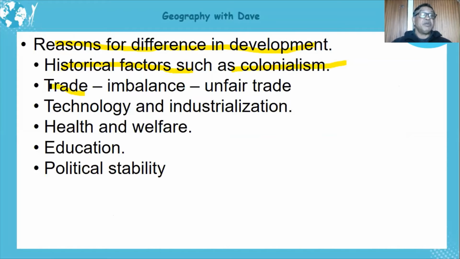We're going to look at trade, the imbalance and unfair trade and how it actually causes difference in development. We're also going to look at technology and industrialization with an S. And we're also going to look at health and welfare, and education and political stability. Don't worry about these big words, grade 9s. We will simplify them as we go through the lesson. So let's get going.